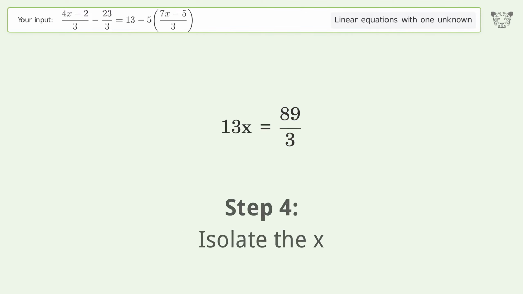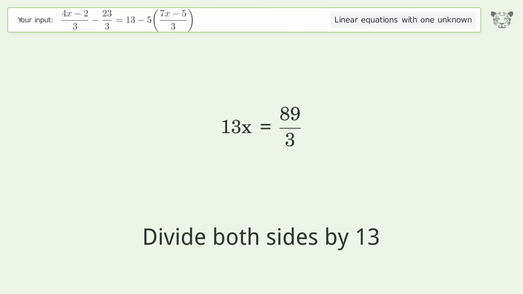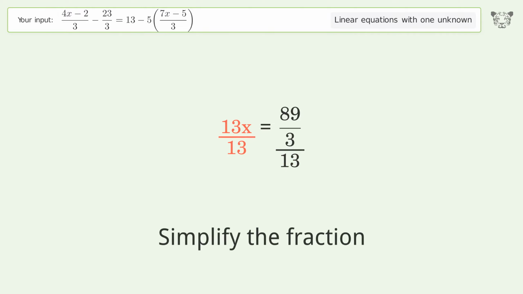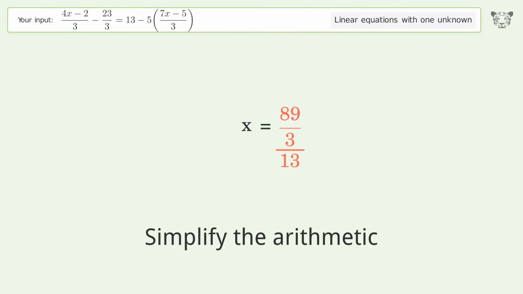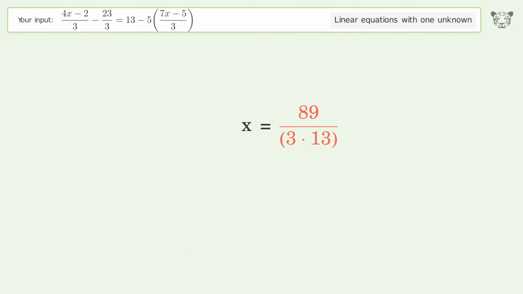Isolate the x. Divide both sides by 13. Simplify the fraction. Simplify the arithmetic. And so the final result is x equals 89 over 39.